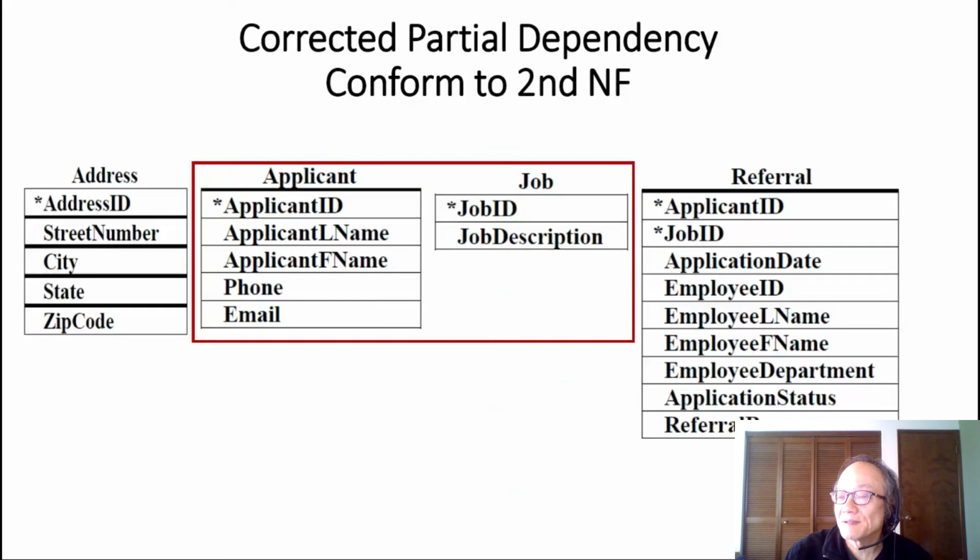We corrected the partial dependencies by creating two new entities, applicant and job. This design conforms to the second normal form. We need to go back to the very beginning of the normalization process, and we need to confirm this design conforms to the first normal form and the second normal form.